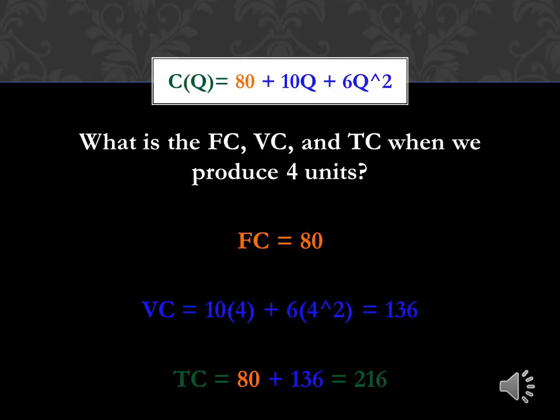The variable cost is the portion of the equation that is multiplied by a quantity. So our variable cost is equal to 10 times 4 plus 6 times 4 raised to the second power. And this works out to be 136. To find our total cost, we'll just put in the 80 plus the 136, and that gives us 216 as our total cost for producing the 4 units.